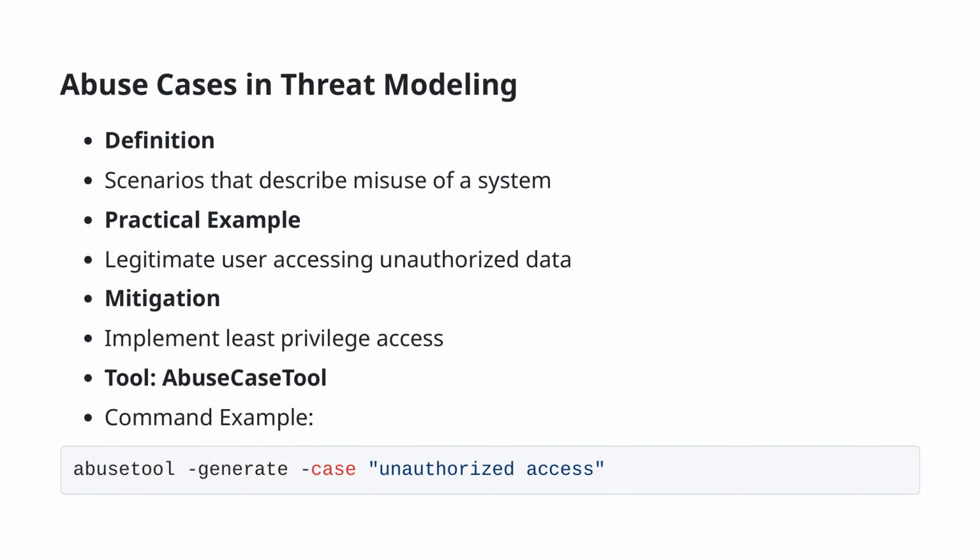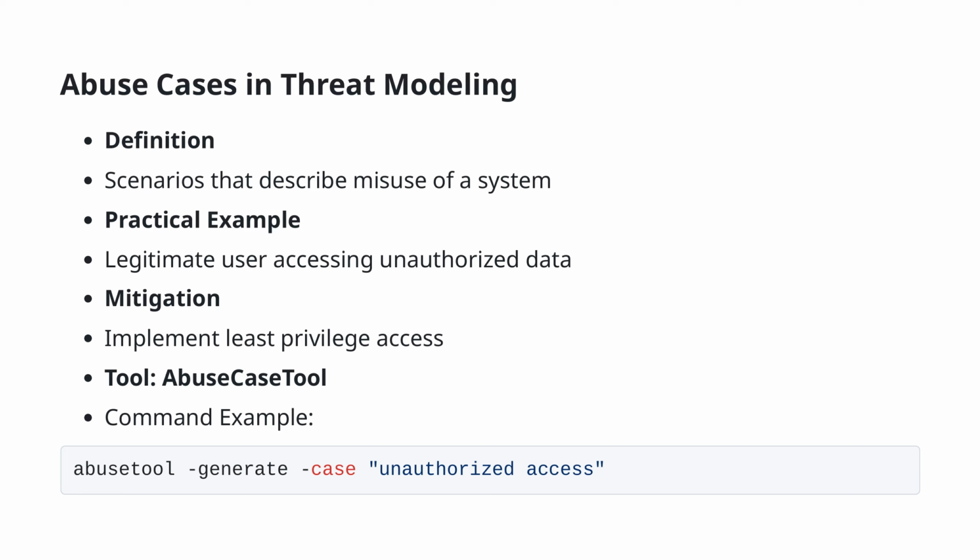In this slide, we're focusing on abuse cases in the context of threat modeling. Abuse cases are scenarios that describe how a system can be misused, detailing the potential threats that could arise from such misuse. For example, consider a legitimate user who gains access to unauthorized data. To mitigate such risks, implementing the principle of least privilege is crucial. This means users should only have the minimum level of access necessary to perform their tasks, reducing the chance of misuse.